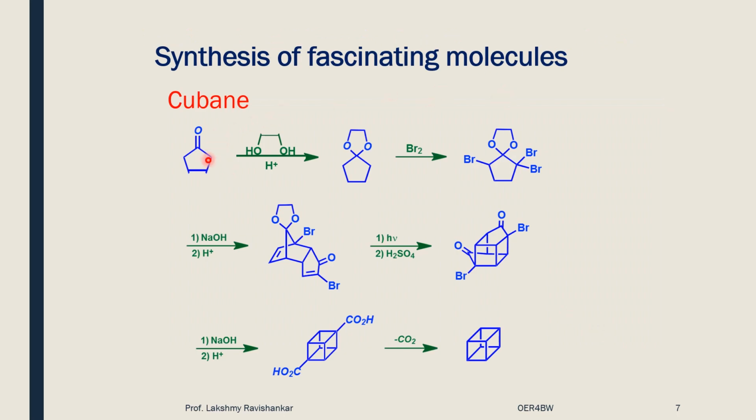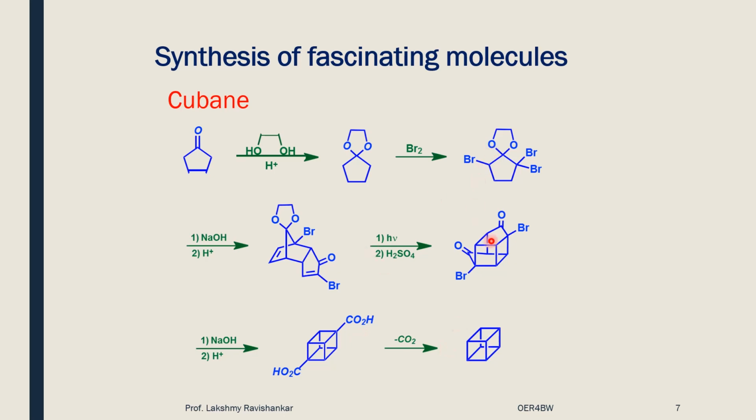One such example is cubane. Cubane has got a structure resembling a cube, and it is synthesized from cyclopentanone. First is the protection, then halogenation, dehydrohalogenation. So you get the bromodiene, which undergoes a Diels-Alder reaction to give you this adduct, which in the presence of light undergoes a 2+2 cycloaddition, and this is your Favorskii rearrangement, and loss of carbon dioxide gives you the cubane.